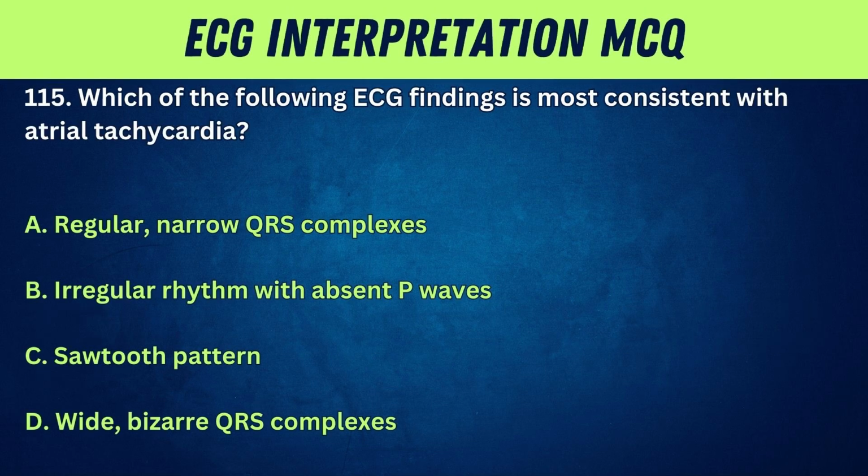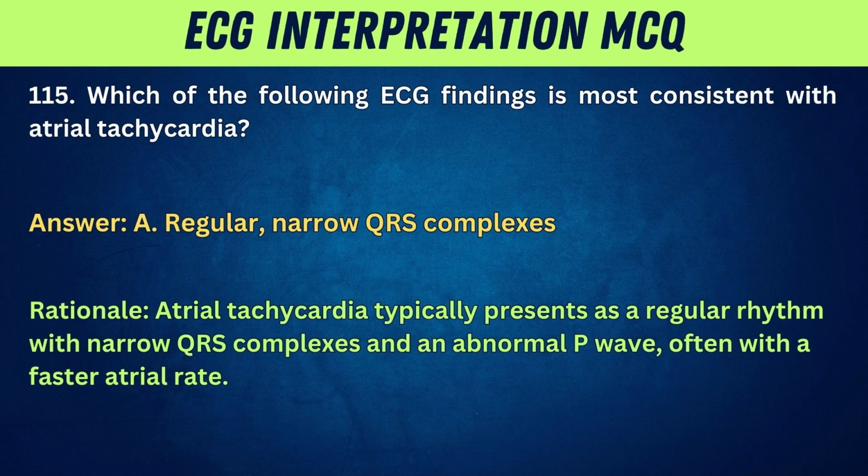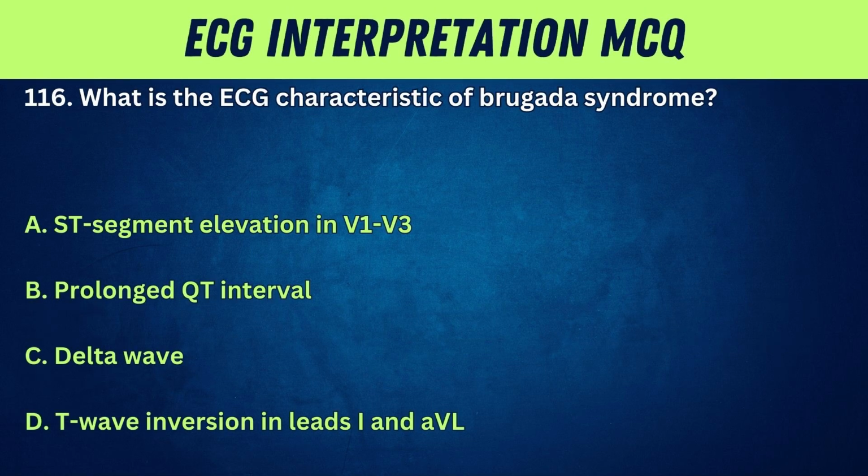115. Which of the following ECG findings is most consistent with atrial tachycardia? A. Regular, narrow QRS complexes. B. Irregular rhythm with absent P waves. C. Sawtooth pattern. D. Wide, bizarre QRS complexes. Answer: A. Regular, narrow QRS complexes, rationale. Atrial tachycardia typically presents as a regular rhythm with narrow QRS complexes and an abnormal P wave, often with a faster atrial rate.